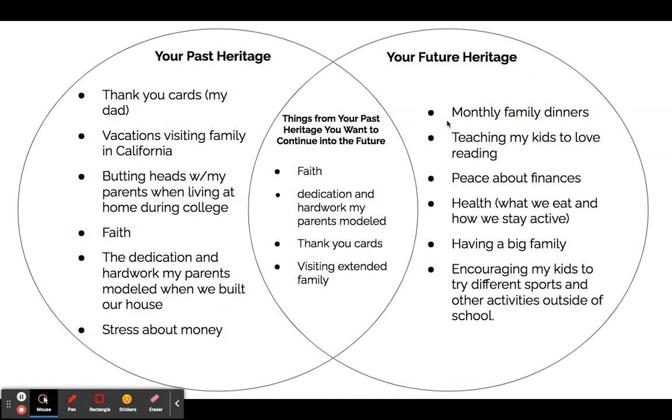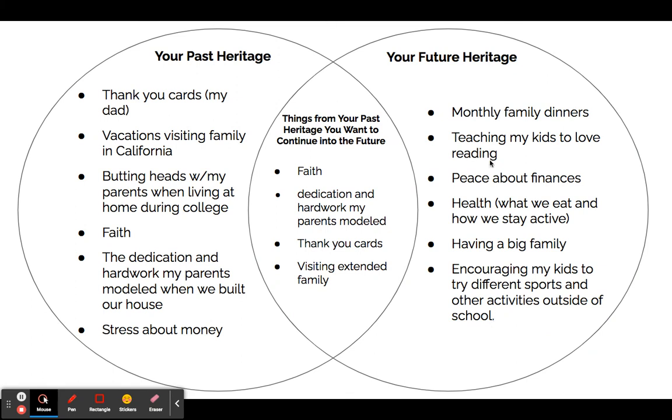So this is actually something that we just started doing, having a monthly family dinner where the whole family gets together and we take turns hosting at different people's houses. When I have kids someday, I want to teach them to love reading like I do. Different from when I grew up, I want there to be more peace about finances in my family. Health is a really big thing. I want to be able to create an environment where what we eat and how we stay active is prioritized and done correctly. Having a big family is important, encouraging my kids to try different sports and different activities.